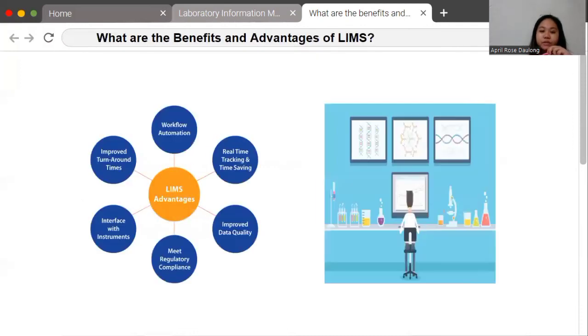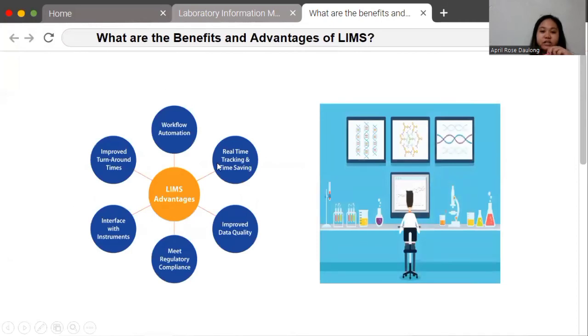So you can see sa picture is LIMS advantages. So improve turnaround times, working automation, real-time tracking and time saving, improve data quality, efficiency and also management. So creating regulatory compliance, interface with instruments.